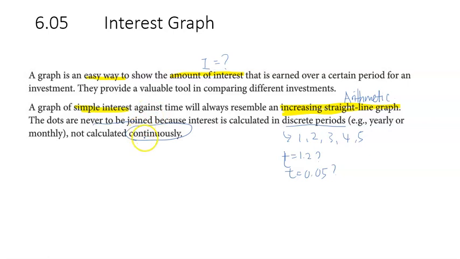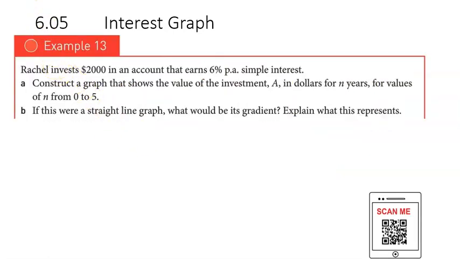Alright, so let's look at the first one. Example 13. Rachel invests 2,000 in an account that earns 6% per annum simple interest. Construct a graph that shows the value of the investment A, in dollars, for n years. Here the n I want to change to t for the rest of the questions. Please remember, I don't want you to confuse the n here with the compound period n. So we change to t.